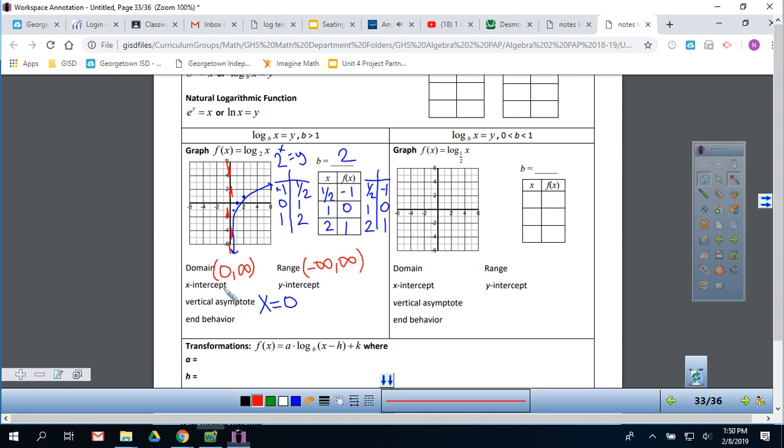X-intercept, do we have an x-intercept? 1, 0. Yep, 1, 0. How did you even find the x? It's a point on our table. I found the exponential function, so I did negative 1, 0, 1. I just plugged it into the equation. And then I just flip the columns because I know that the log function is the inverse. And so we just flip our x and y.